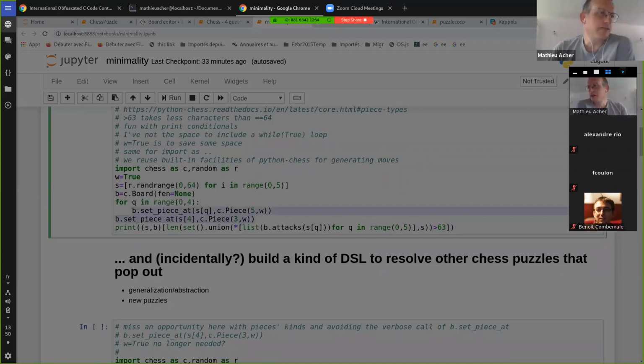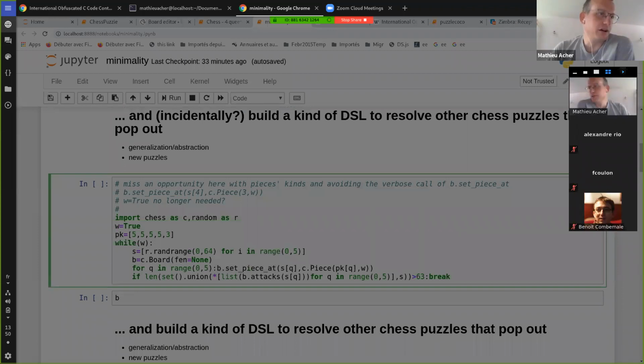And I find a way to factor out the call by putting the kind of pieces into an array. So now you have queen, queen, queen, queen, bishop. 3 is for bishop and 5 is for queen. And I can even do some more sophisticated stuff like that. And you can continue. Yeah, it's kind of fun.